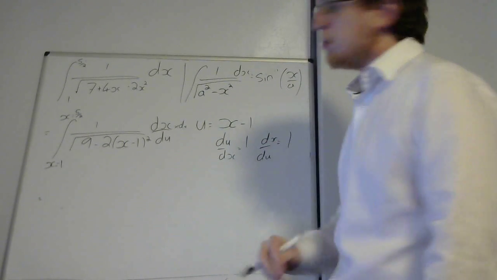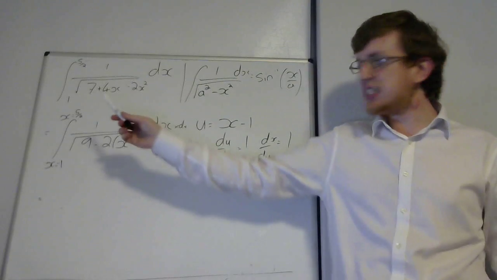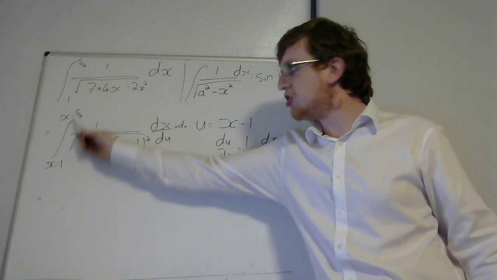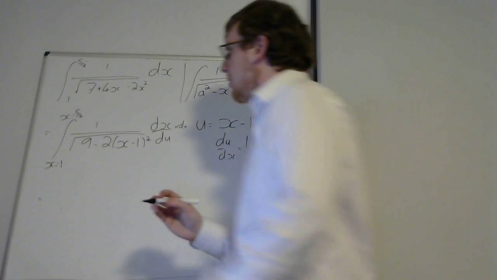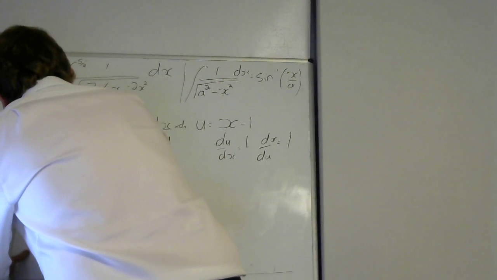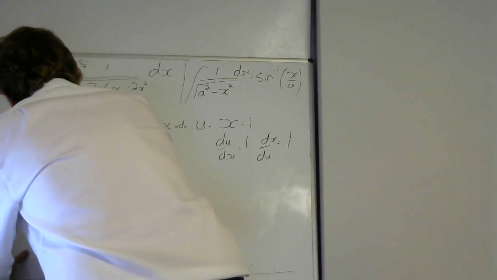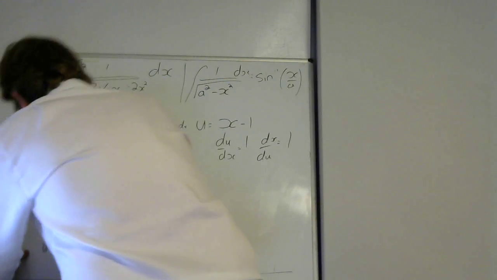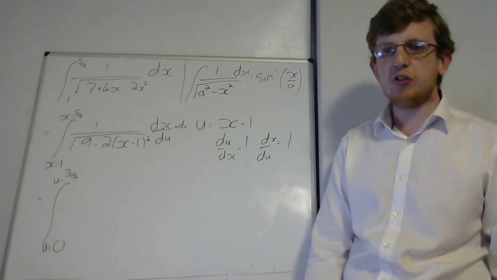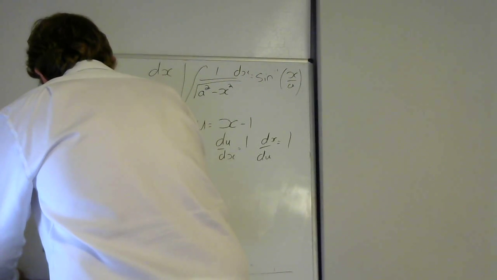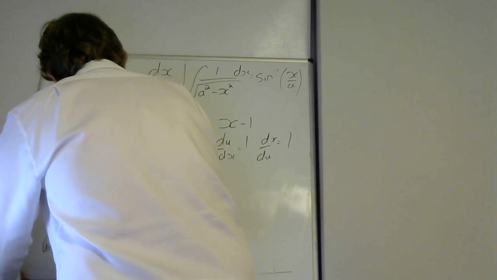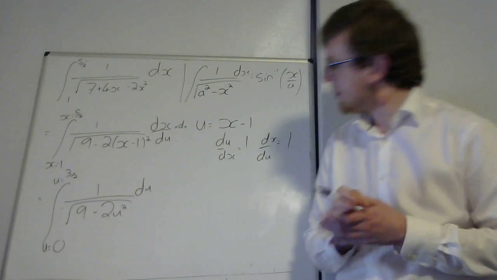So I'm going to substitute now, remembering to change my limits from x limits to u limits. And to go from x to u, you just take away 1. So 5 over 2, take away 2 over 2, gives us the u limit of 3 over 2. 1 take away 1 gives us the new limit there of u equals 0. So we've got 1 over the square root of 9 take away 2u squared du. That's looking so much better now, isn't it?